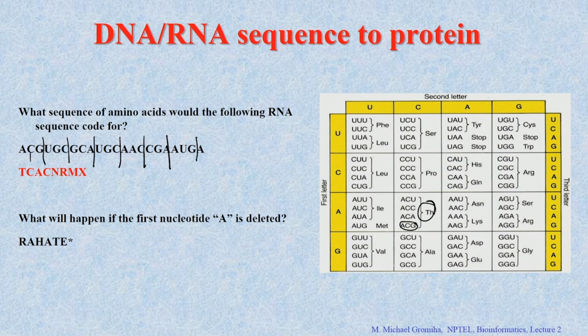So, ACG codes for T, then UGC, which is C, you can put C. Then GCA is for alanine, and again UGC for C, and AAC is for asparagine, CGU is for arginine, and AUG is for methionine. Now there is the end, so they put an X.